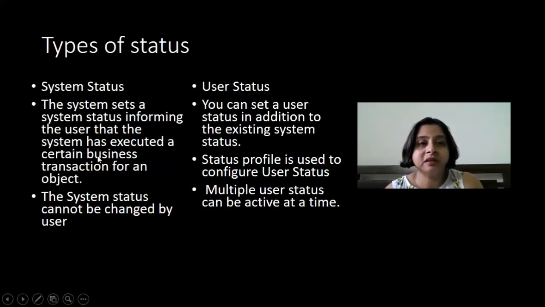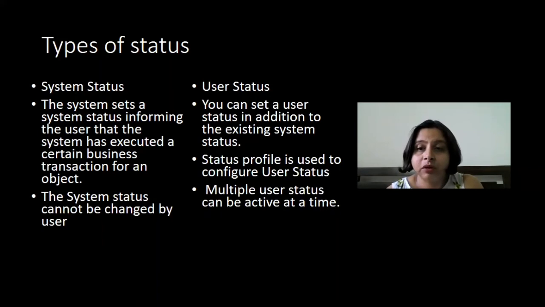Now, types of statuses. There can be two types of statuses: one is system status and the other is user status. As we saw on the screen, there were two areas. The system status is used to update the status of the order once a particular business transaction is completed, which means if the order is delivered, the status will be marked as delivered. If the order is marked for completion, it will be marked for completion, etc.